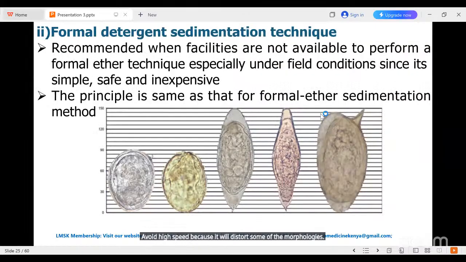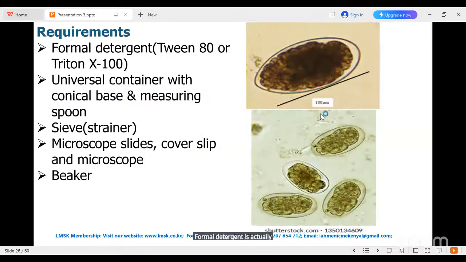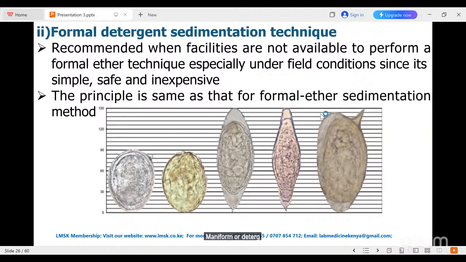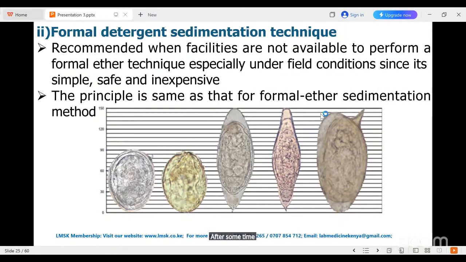The second one is the formal detergent sedimentation method. The principle is the same. Formal detergent is actually Tween 80. If you have come across Tween 80, something sticky like glycerol, that's formal saline, formal detergent. So formal detergent is the same, low specific gravity. Therefore, it allows the ova and cysts to sediment at the bottom of the tube after some time. On this one, we don't centrifuge.